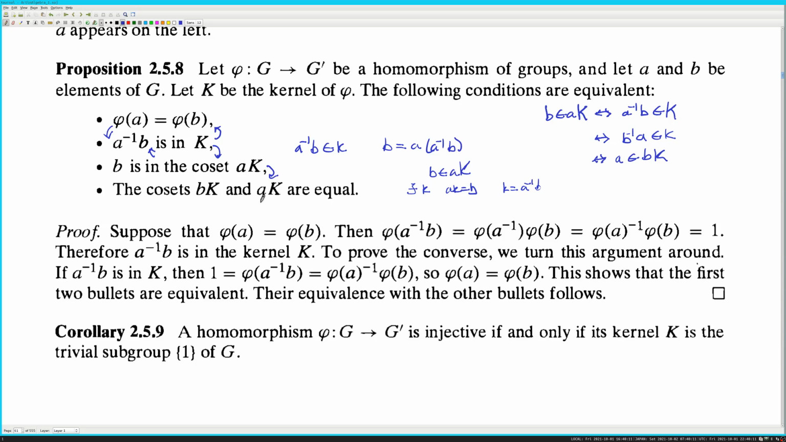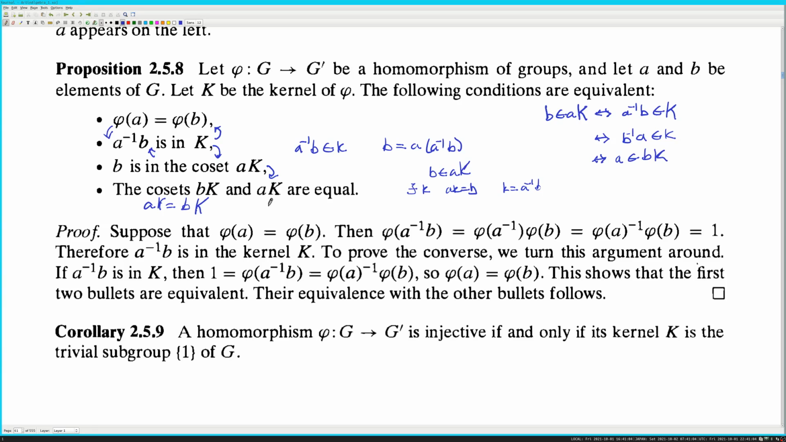And then we want to prove that this is equivalent. So if aK and bK are equal, the cosets are equal. That's something I have difficulty with, but the cosets aK and bK are equal. If the cosets aK and bK are equal and K is the kernel of a homomorphism, then what we're going to do is take the image of these two under phi.